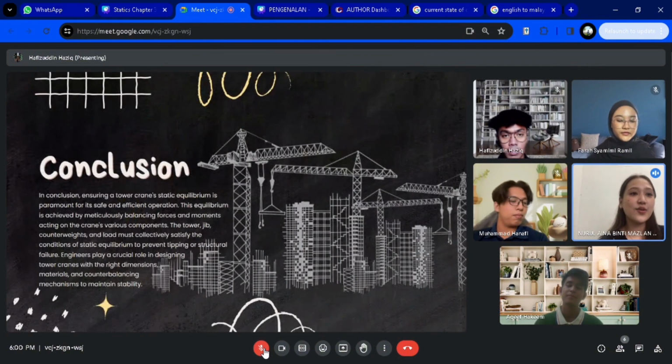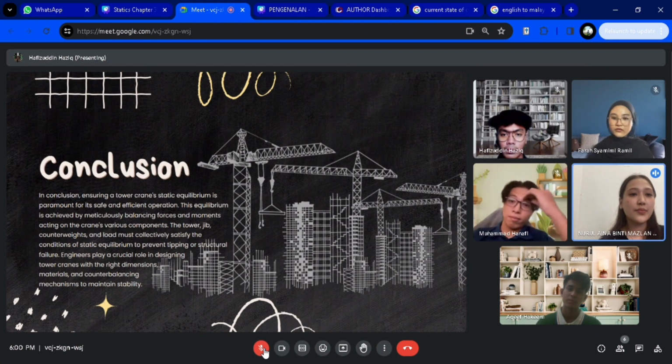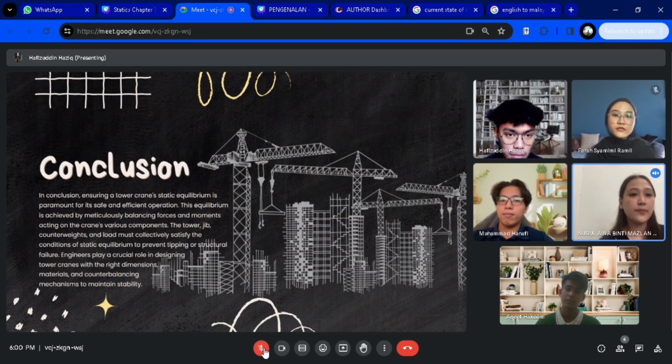And then lastly is the conclusion. In conclusion, ensuring that our crane is in static equilibrium is paramount for its safe and efficient operation. This equilibrium is achieved by meticulously balancing forces and moments acting on the crane. The crane's own weight, counterweights and load must collectively satisfy the condition of static equilibrium to prevent tipping or structural failure. Engineers play a crucial role in designing tower cranes with the right dimensions, materials and counterbalancing mechanism. That's all from us.